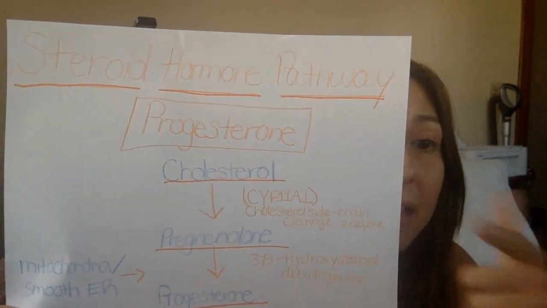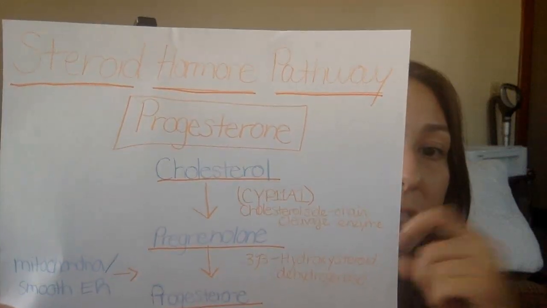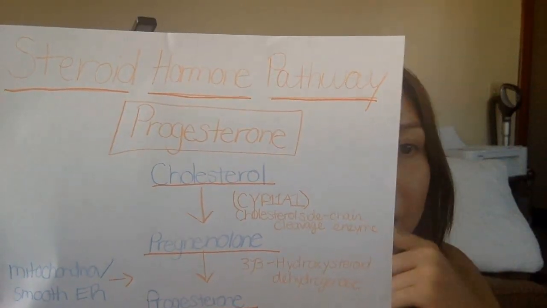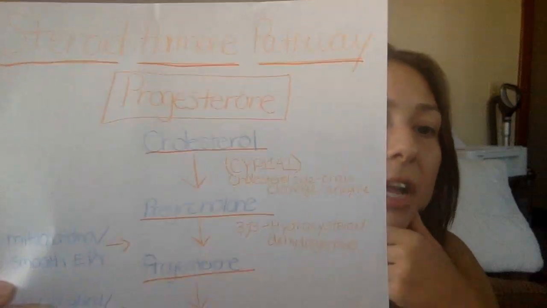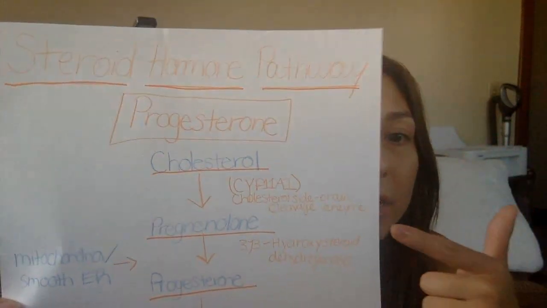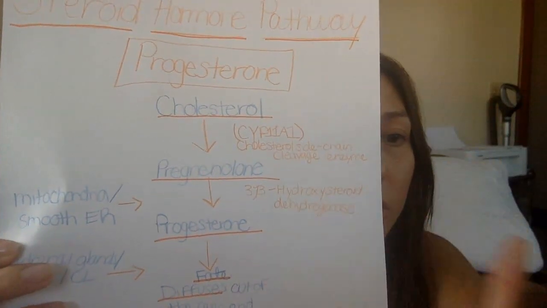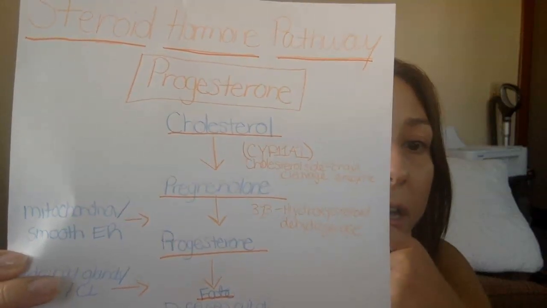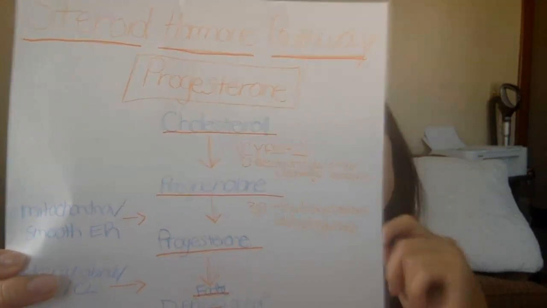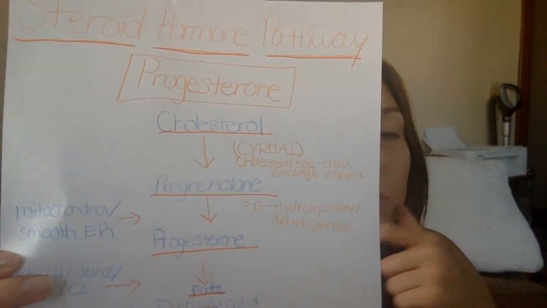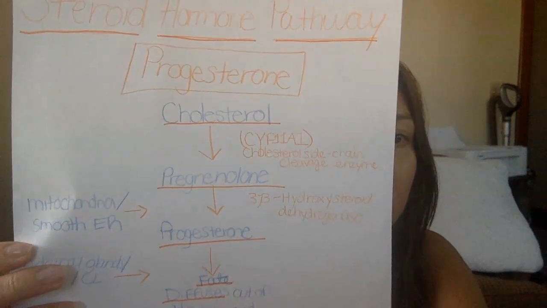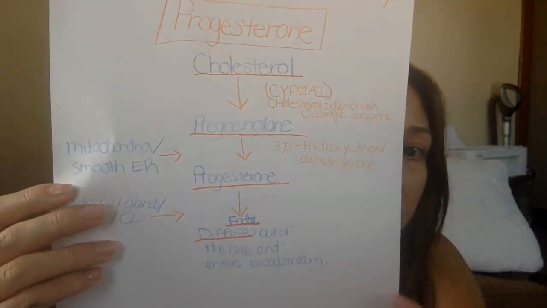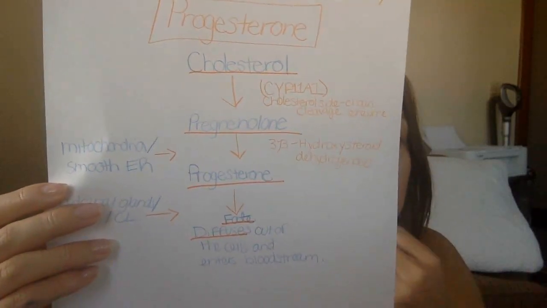You can see that the enzyme for this process that creates the pregnenolone is going to be the cholesterol side chain cleavage enzyme, which you can see the acronym for there. Once that enzyme creates the pregnenolone, the next enzyme that will create progesterone is called the 3-beta hydroxysteroid dehydrogenase. And that is going to then create progesterone. The final fate of this steroid hormone progesterone is that it will diffuse out of the cells and enter into the bloodstream.